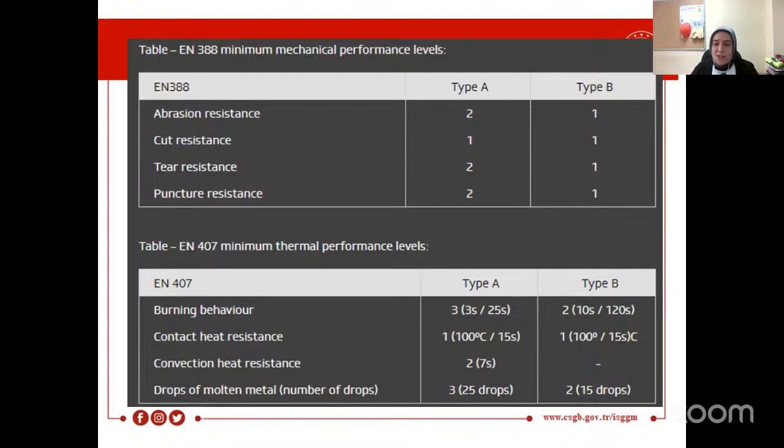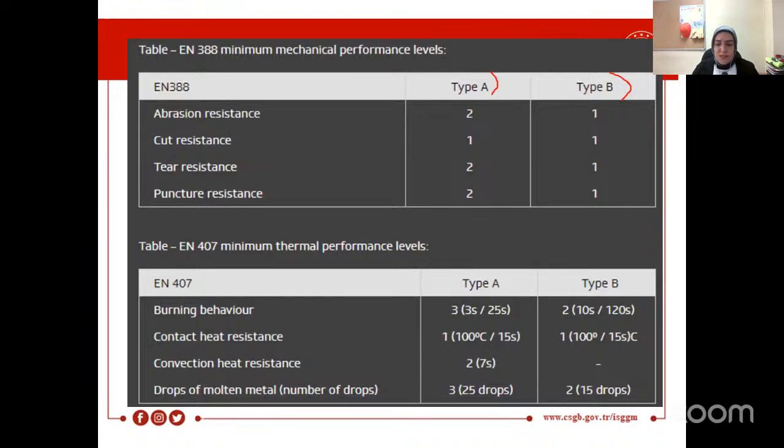Welding gloves are classified in 2 groups, type A and type B. We can see the minimum performance values in the table. These are for the EN 388 standard, and these are for the EN 407 standard. These are mechanical risks, and these are thermal risks. For both standards, performance levels should be used.